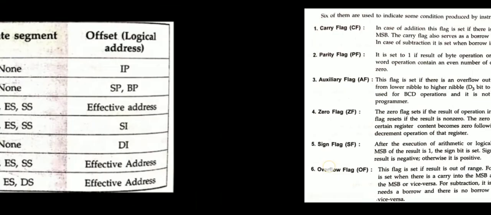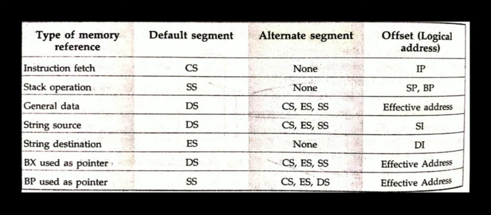The next topic is about the six types of flags. The six types of flags are the carry flag, parity flag, auxiliary flag, zero flag, sign flag, and overflow flag. And this is the board of an 8086 logic diagram.